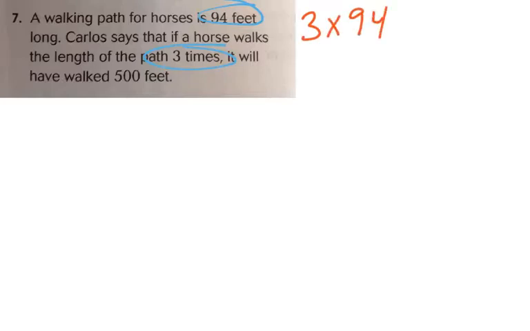And we're not going to find the actual product yet. Instead, we're going to round up and we're going to round down. We're going to start with rounding down. So 3 times, my 9 is going to stay the same, and it turns into 90.